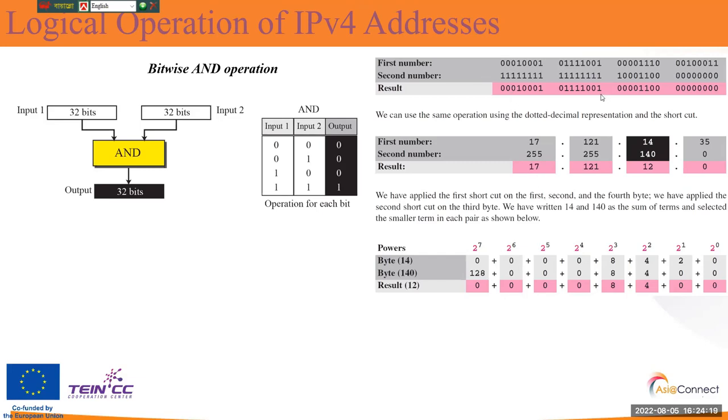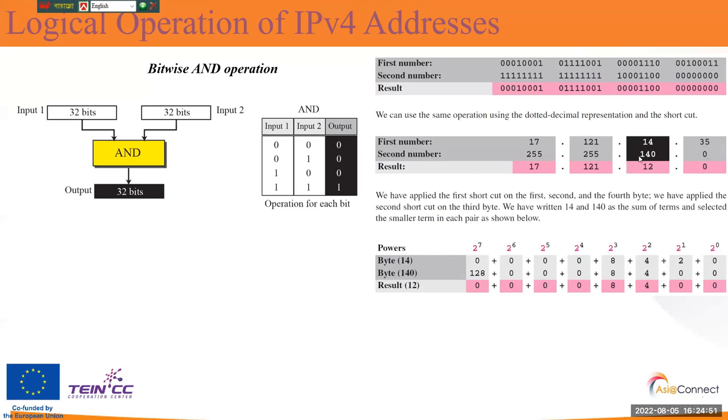Then we can AND it like this, but it's time consuming. But using dotted decimal notation, for 255 and 17, if we AND them, we take the smaller number, so we take 17. For 255 and 121, we easily take 121. And for 35 and 0, since one is 0, we easily get the smaller number, 0.